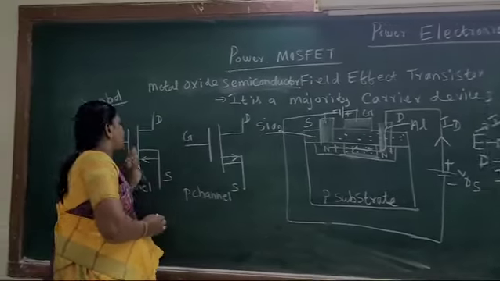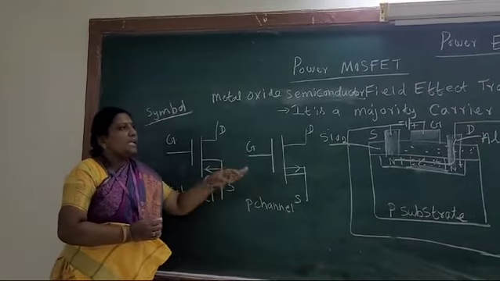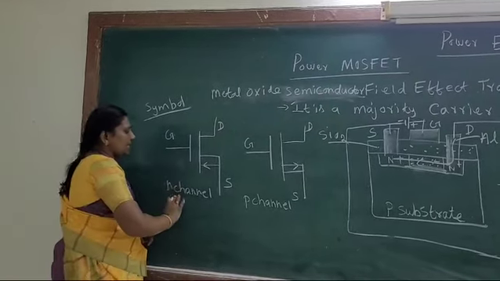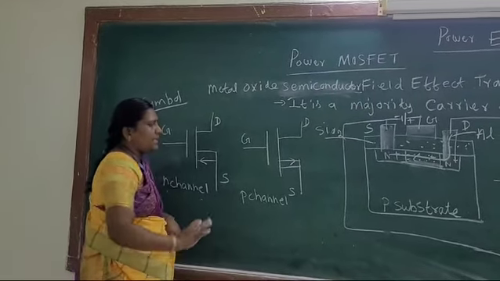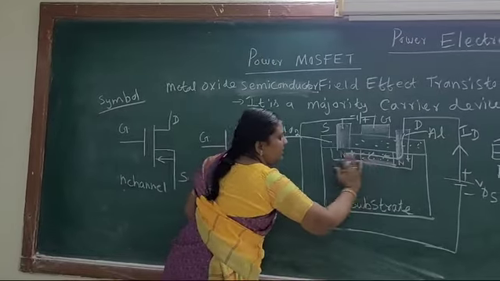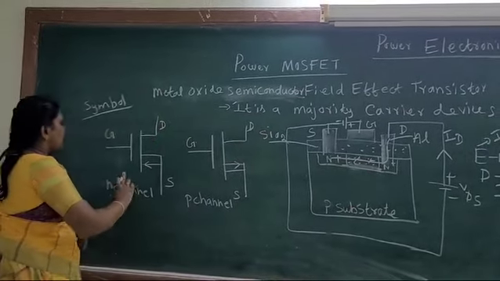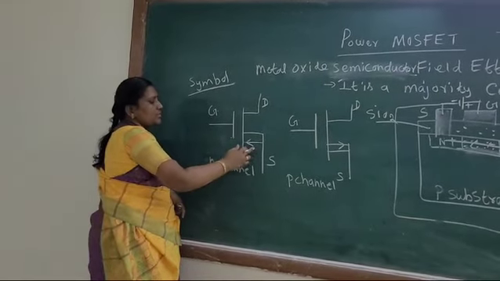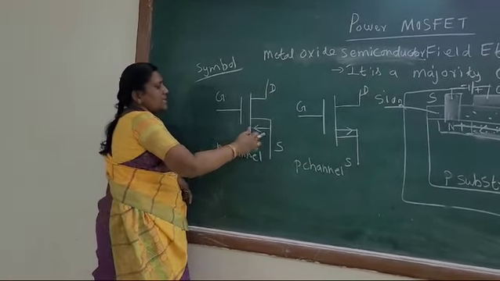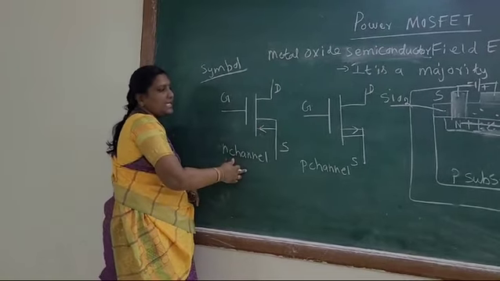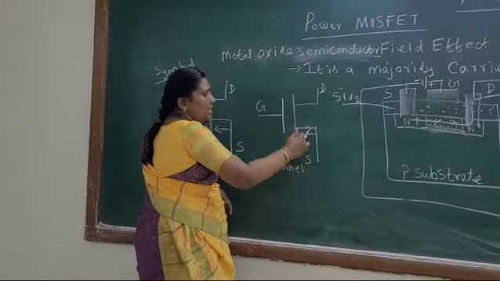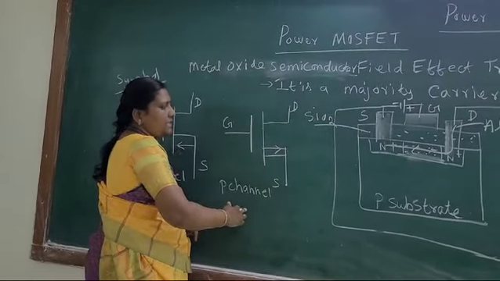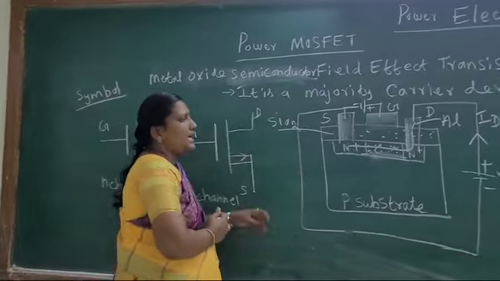This is the symbol of the D MOSFET. Again, D MOSFET and E MOSFET are further classified into N channel as well as P channel, depending upon the conducting channel between the source and the drain. If it is an N channel, the arrow points towards the gate terminal, which represents the N channel MOSFET, and if the arrow points away, it represents the P channel MOSFET. This is the depletion MOSFET symbol and structure.